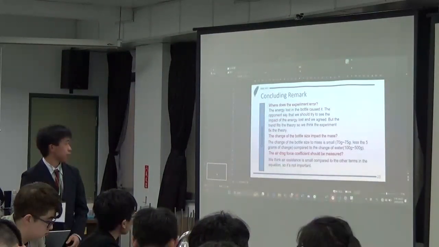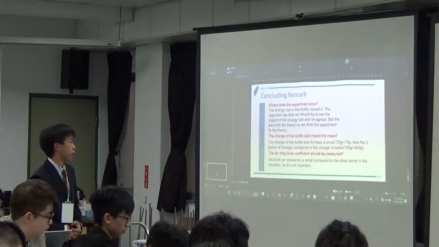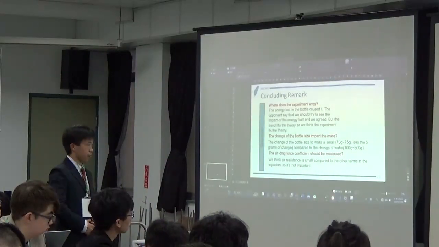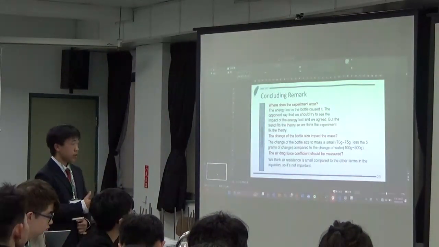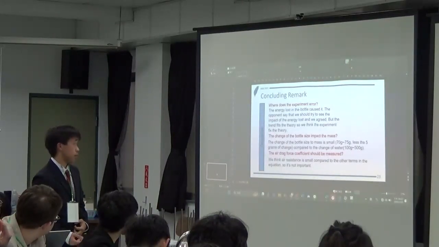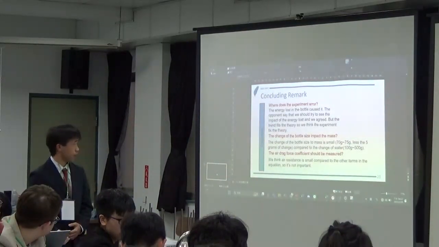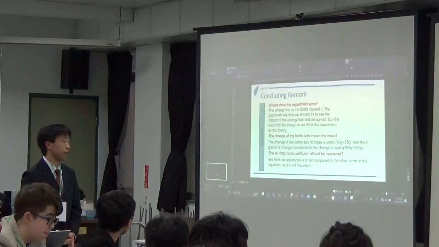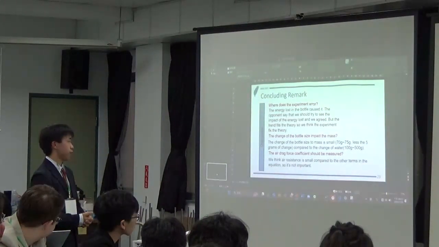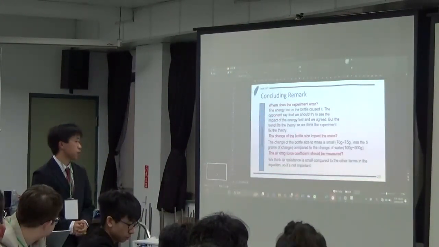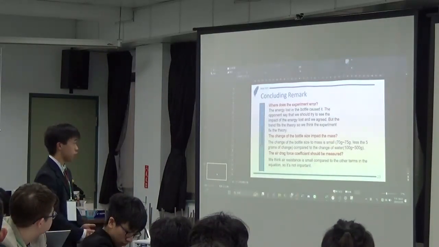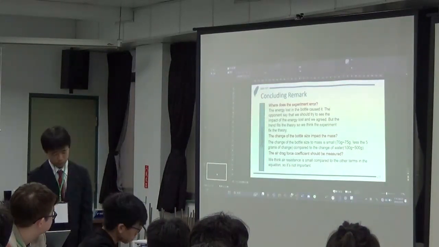The change of the bottle size and mass is small because, as I mentioned, both are 70 to 75 grams, less than 5 grams of change, compared to the change of the water, which is 100 to 500 grams. The air drag force coefficient should be measured. We think the air resistance is small compared to the other terms in the equation, so it is not important.